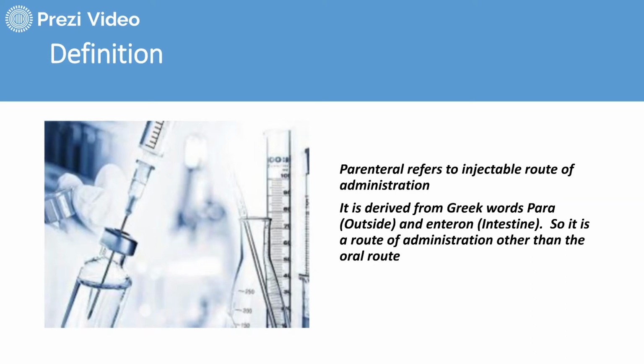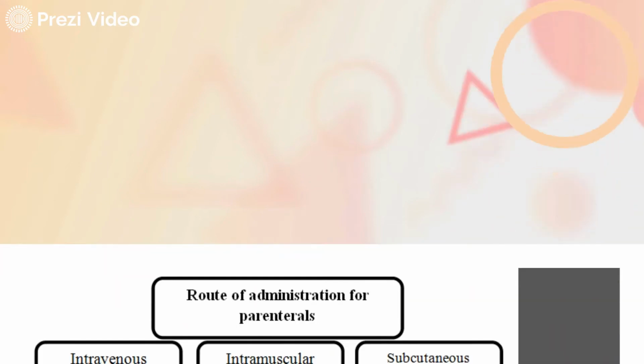Parenteral basically refers to the injection types of dosage forms. The word parenteral has been derived from two words, para and enteron. Para means outside and enteron means intestine. So it is a route of administration other than the oral route. Normally we use the oral route, but in some cases it is very beneficial if we use parenteral routes. Parenteral products have specific requirements for their manufacturing. We shall be discussing all the characteristics of parenteral products.